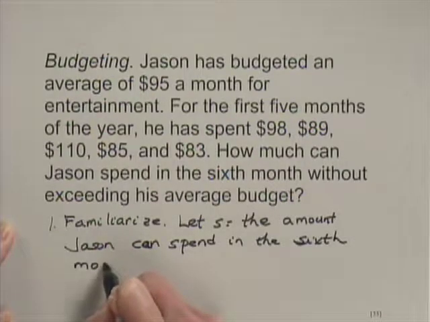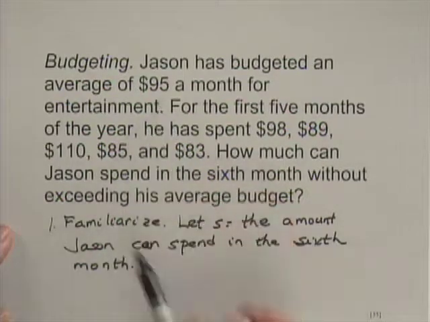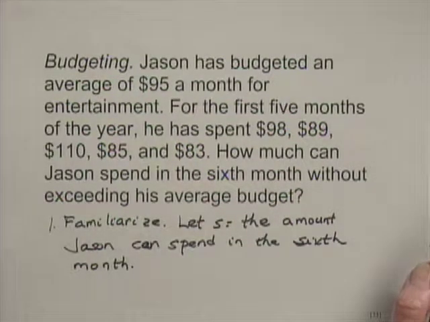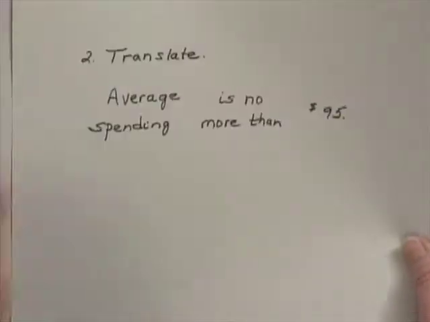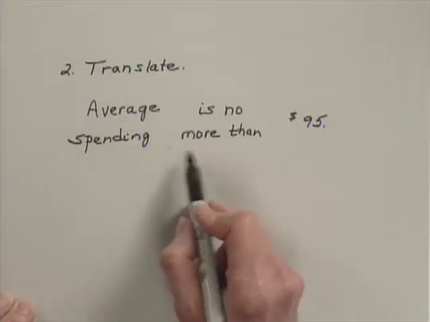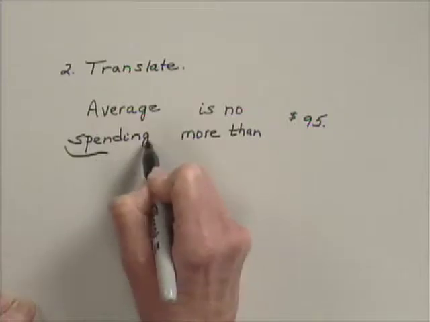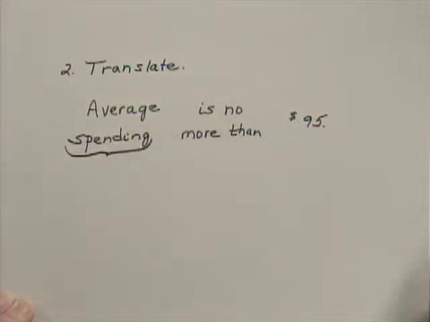Now we need to translate this to an equation or to an inequality, and in this case we're going to translate to an inequality because he wants to spend no more than $95 a month on average, so that tells us we have an inequality. To do the translation, we know that the average spending is to be no more than $95. Now, the average spending we find by adding the 6 amounts that will be spent and then dividing by the number of amounts, which is 6.